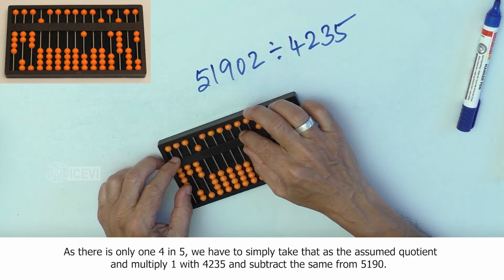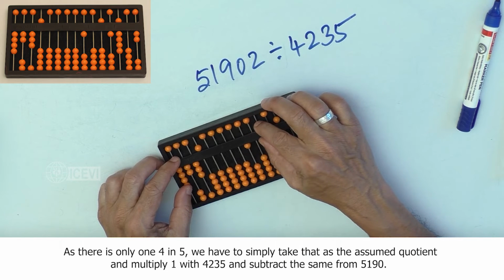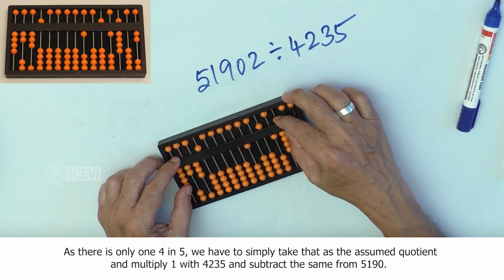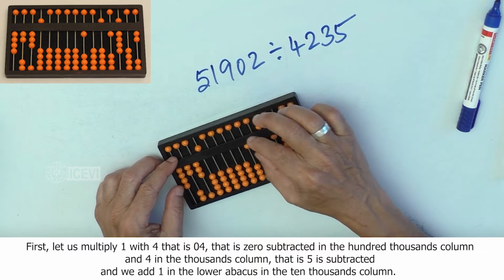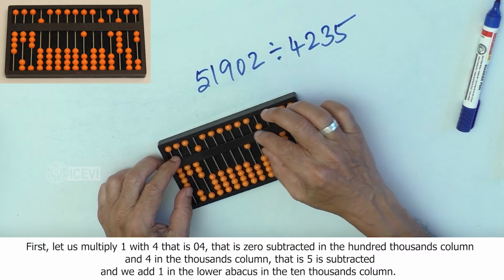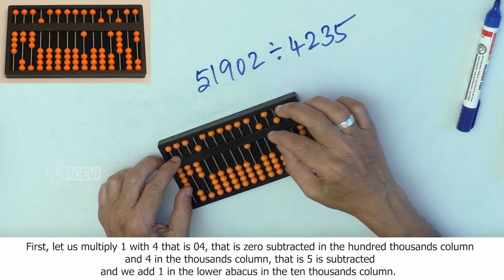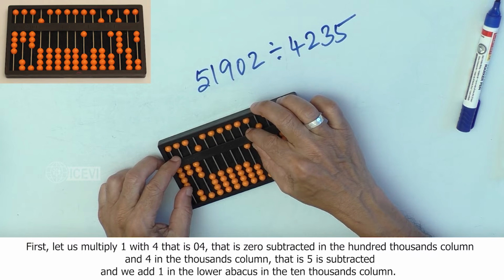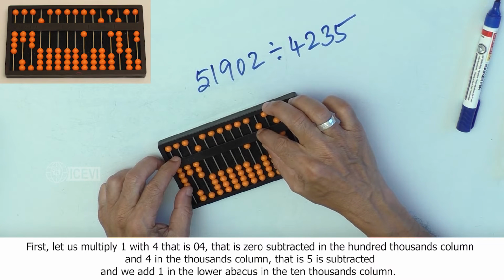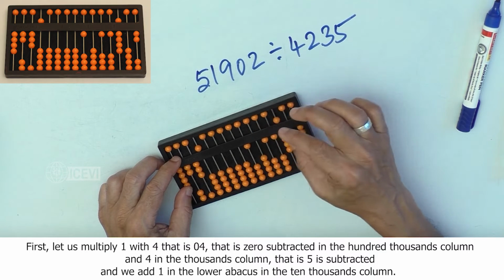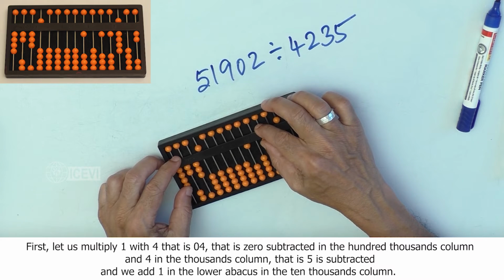multiply 1 with 4,235 and subtract the same from 5,190. First, let us multiply 1 with 4, that is 0, 4. That is 0 subtracted in the 100,000s column and 4 in the thousands column. That is 5 is subtracted and we add 1 in the lower abacus in the 10,000s column.